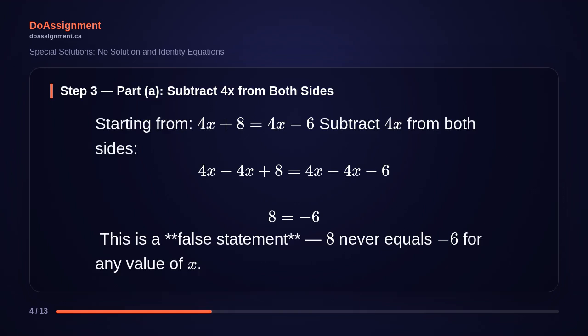Now subtract 4x from both sides. On the left, 4x minus 4x cancels, leaving just 8. On the right, 4x minus 4x cancels too, leaving just negative 6. We're left with 8 equals negative 6. That is always false. No matter what x is, 8 will never equal negative 6.